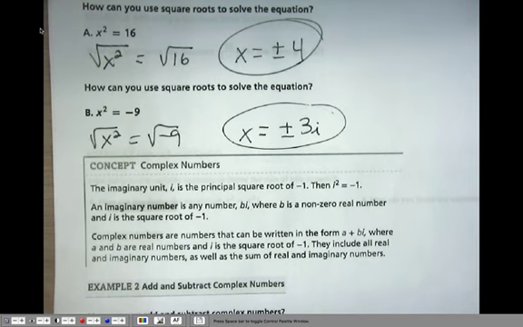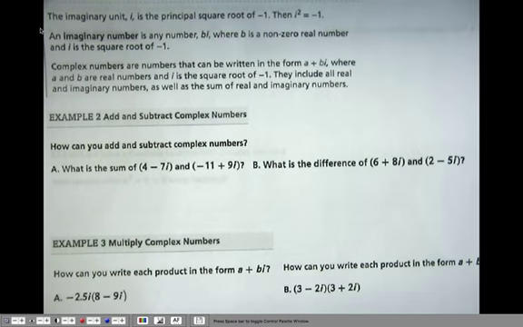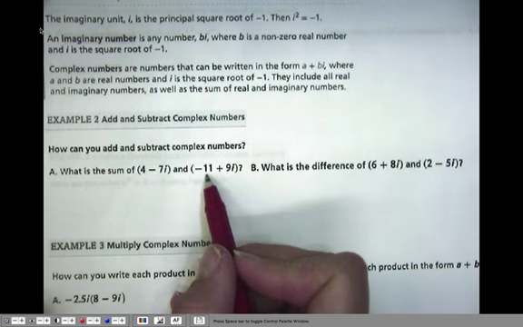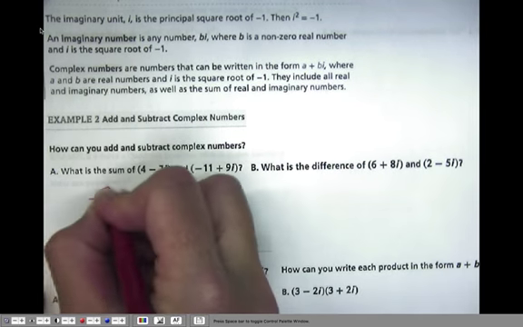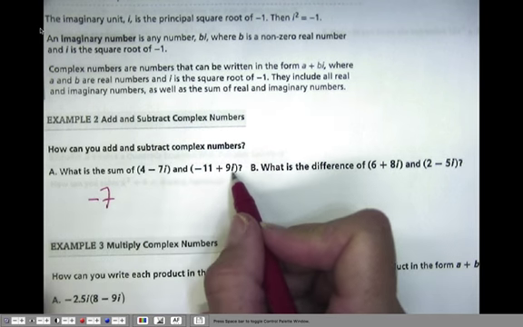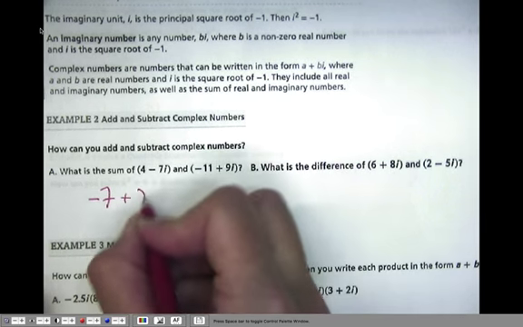And then here you have some vocabulary about complex numbers. And next, we're adding and subtracting complex numbers, which is just as easy as combining like terms. So 4 plus -11 is -7, and -7i plus 9i is 2i.